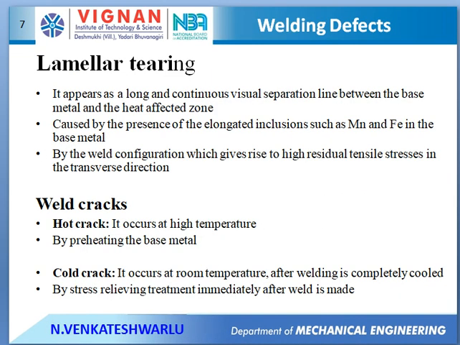Next is lamellar tearing. Lamellar tearing is a clearly visible separation line between the base metal and the heat affected zone. This defect is caused by the presence of elongated inclusions such as manganese and ferrous in the base metal. It can be rectified by choosing the proper electrode or by reducing the residual stresses in the transverse direction.